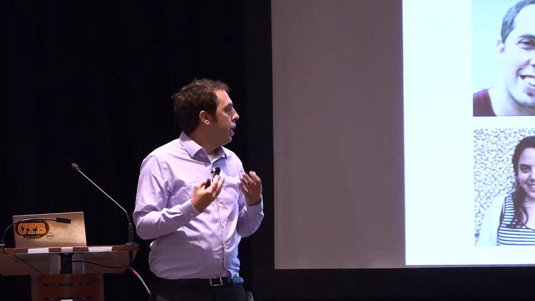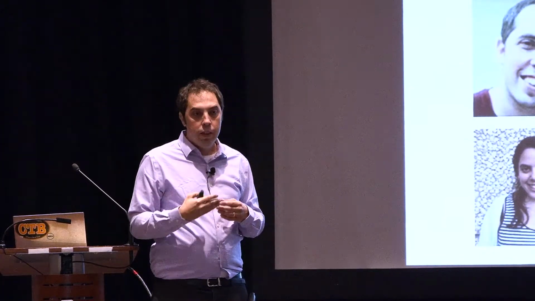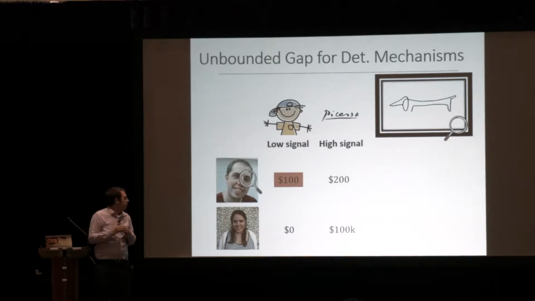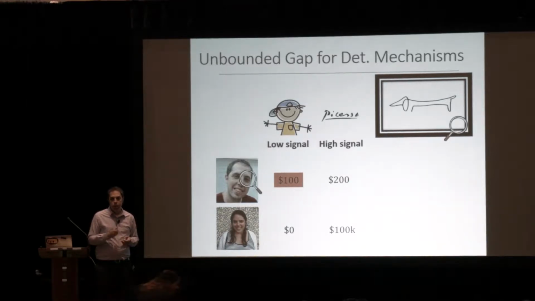But if I have a high signal, if it's a Picasso, then I'm not such a fan. My value increases only to 200. But somebody else, Kira, is an art enthusiast, and she has a value of $100,000 for this painting. So again, if the seller wants to get some reasonable bound, he will give this item to Kira.